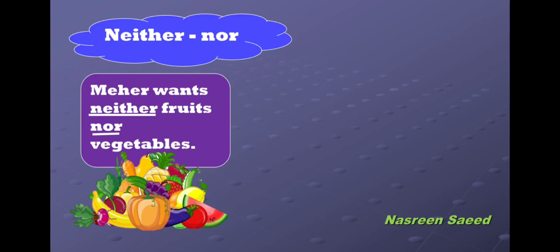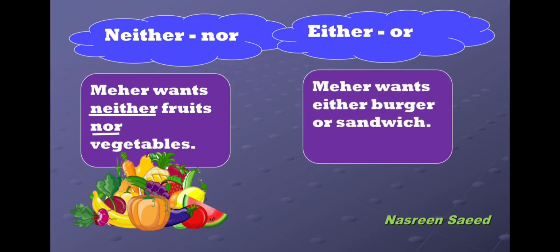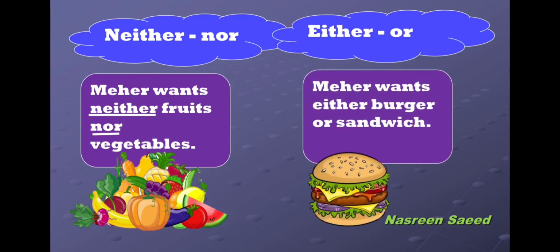It means she does not want this and she does not want that. Neither nor. This is the first pair of correlative conjunctions. The second is either or. If we are using either, we have to use or also. We cannot use either alone. Meher wants either burger or sandwich. So here Meher gives equal importance to both burger and sandwich by saying that she would like to eat either burger or sandwich. Either of the two she wants to eat.